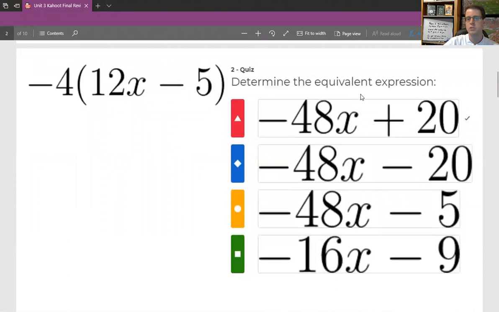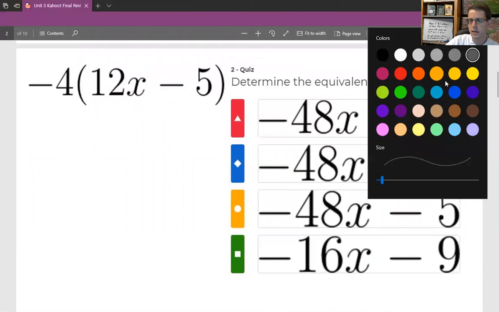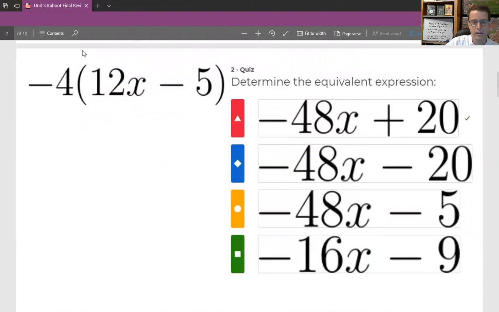As we look at our second question, determine the equivalent expression again. Same directions, but here we just need to distribute. We're going to take our negative 4 and multiply it by the 12x and multiply it by the negative 5. So negative 4 times 12x is negative 48x. And then negative 4 times negative 5 is a positive 20. So negative 48x plus 20 is our solution here.